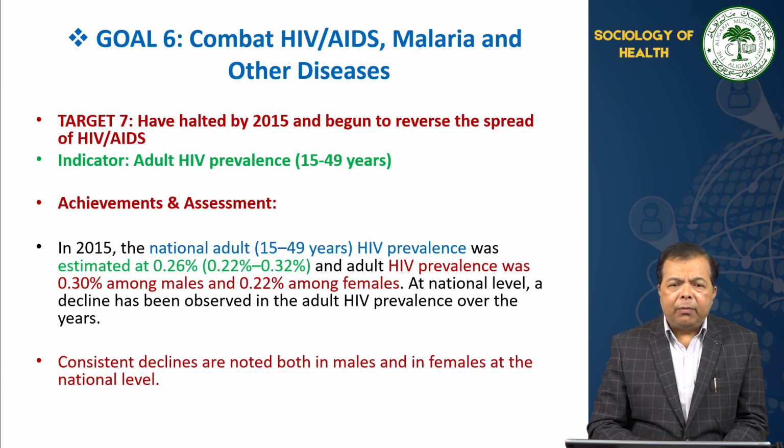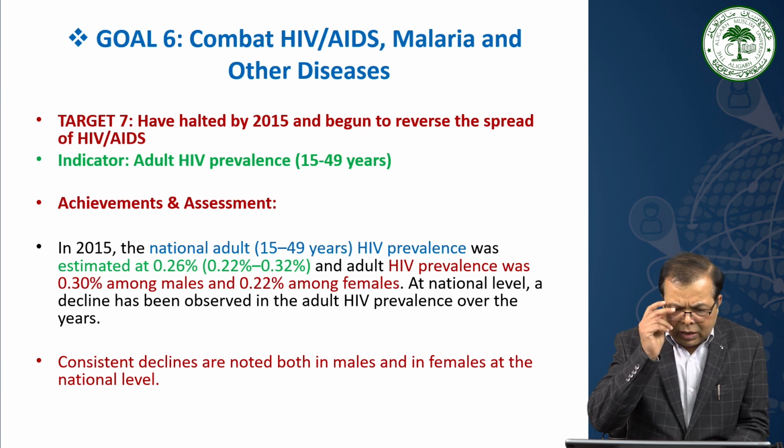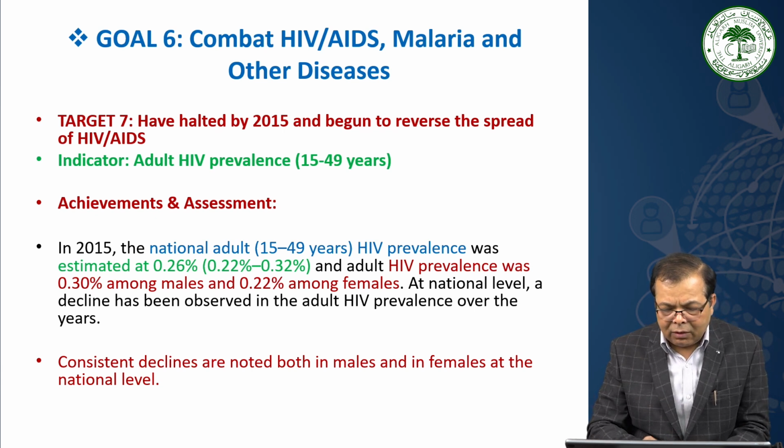Now, what are the achievements and assessments? In 2015, the national adult, that is the 15 to 49 years age group, HIV prevalence was estimated at 0.26%, and that was varying between 0.22% to 0.32%. And adult HIV prevalence was 0.30% among males and 0.22% among females.